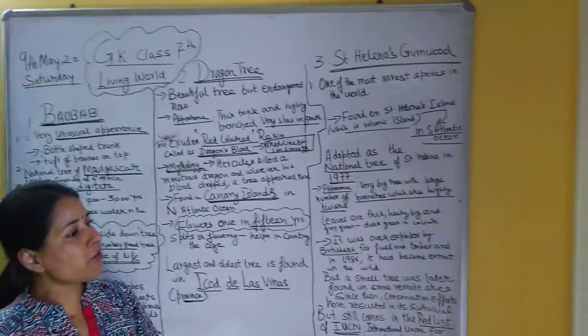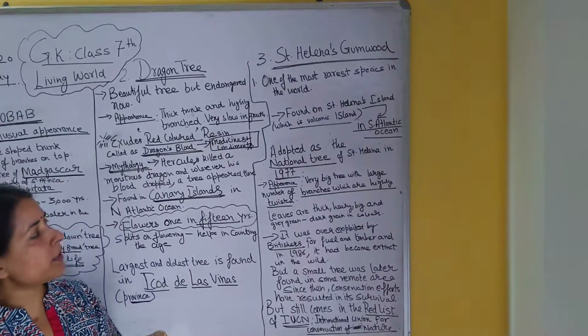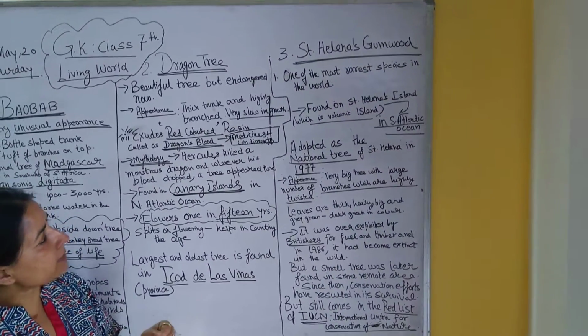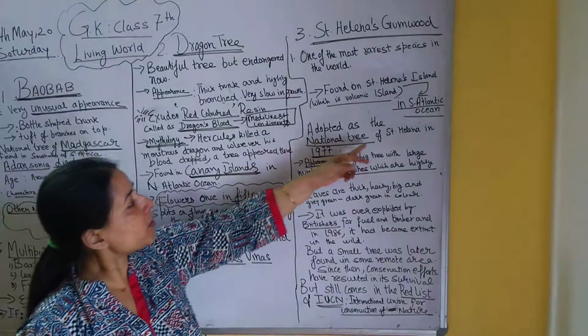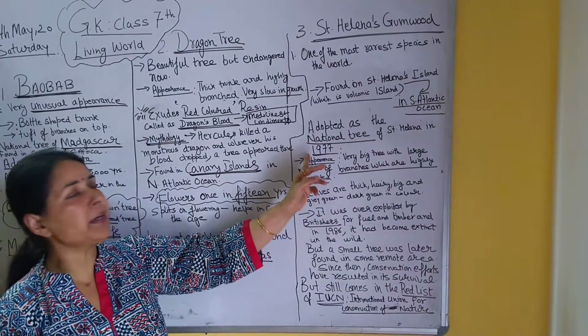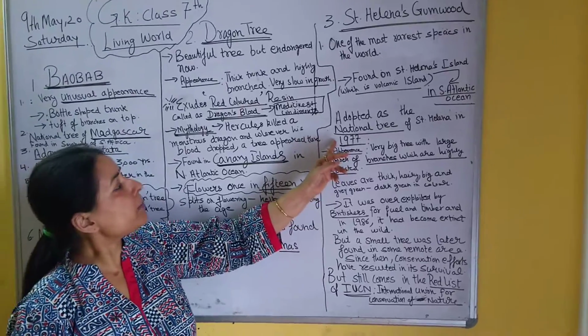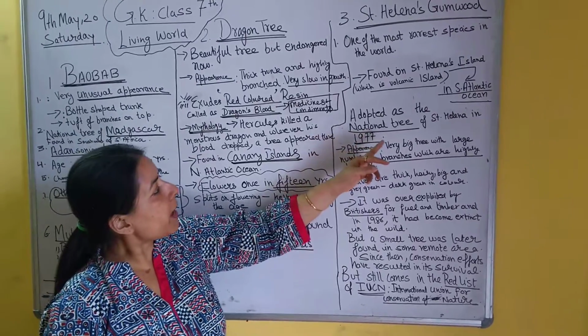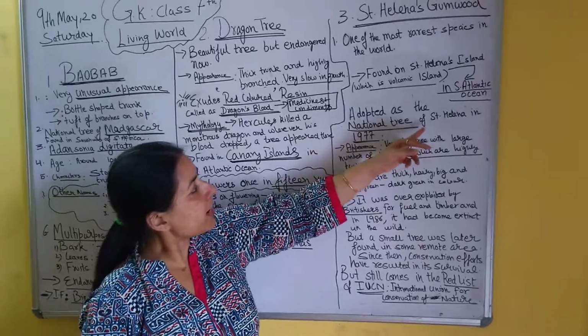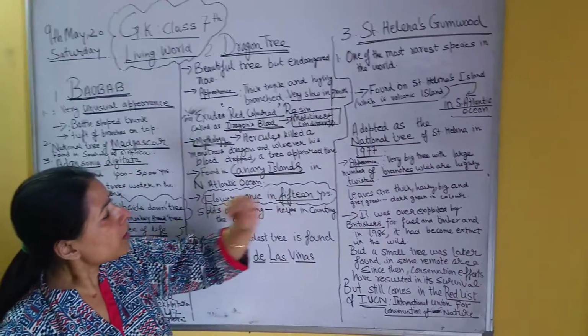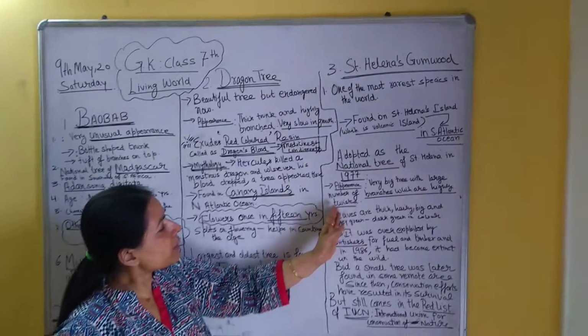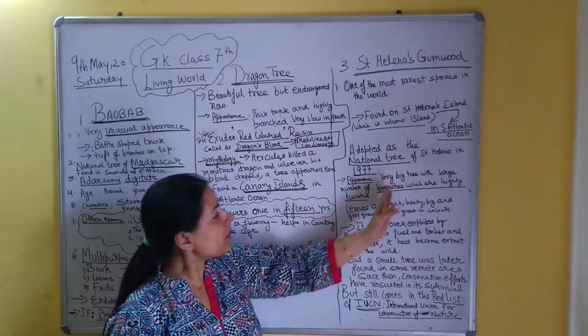Now this tree was abundantly present in these islands, and as a result it was declared the national tree of St. Helena in 1977. The gum tree was adopted as the national tree of St. Helena in 1977.